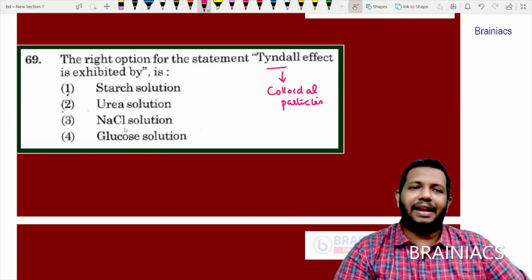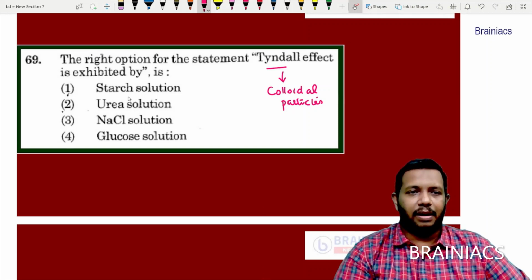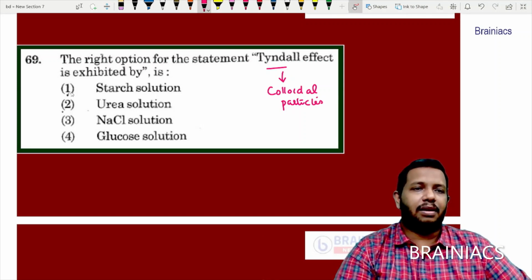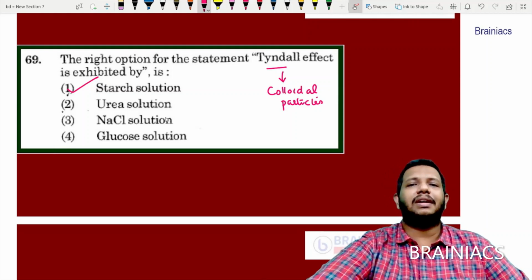It's a small particle. NaCl has a molar mass of 58.5. Urea, NH2CONH2, has 60 as the molar mass. Starch is very big, a bigger colloidal particle. So it will exhibit the Tyndall effect because the particle is very big, and when light enters it, it will scatter the light. So the right option for the Tyndall effect is the starch solution. Option 1 is the correct answer. All these are very, very easy questions.